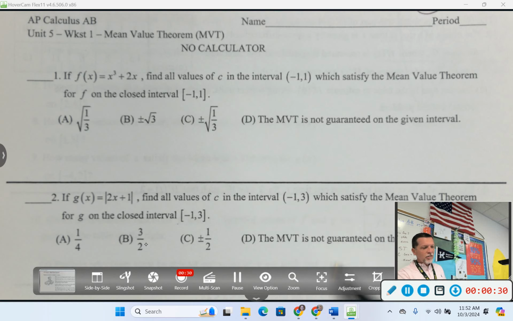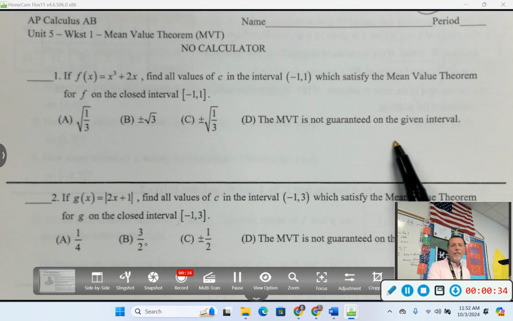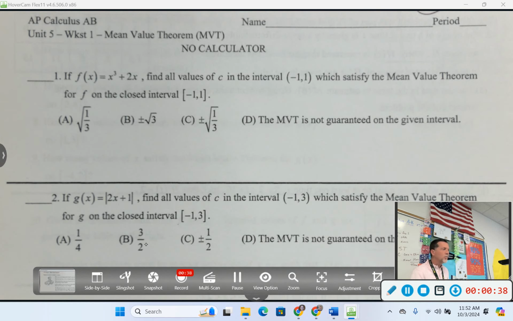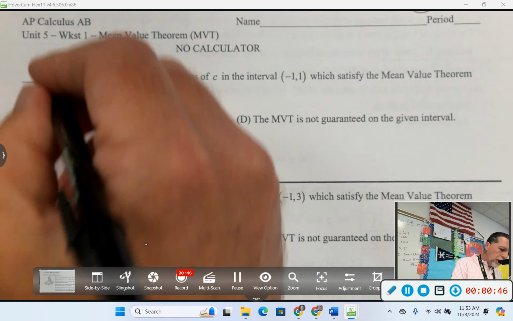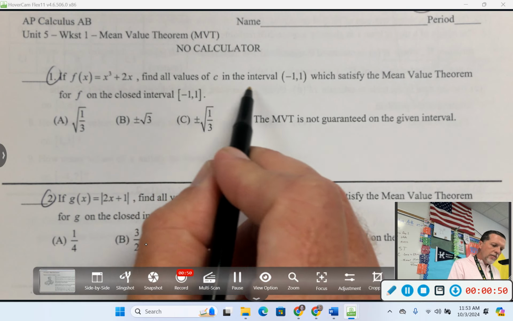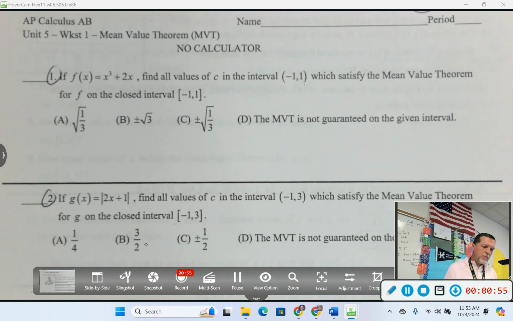that suggests that MVT doesn't work. So I've got to check them all, and if it doesn't work, then I can circle D and move on. You kind of hope that the answer is D because that's an easier problem, and there's not really any algebra. All right, we're going to do 1 and 2. If f of x equals x cubed plus 2x, find all values between -1 and 1 which satisfy the MVT.